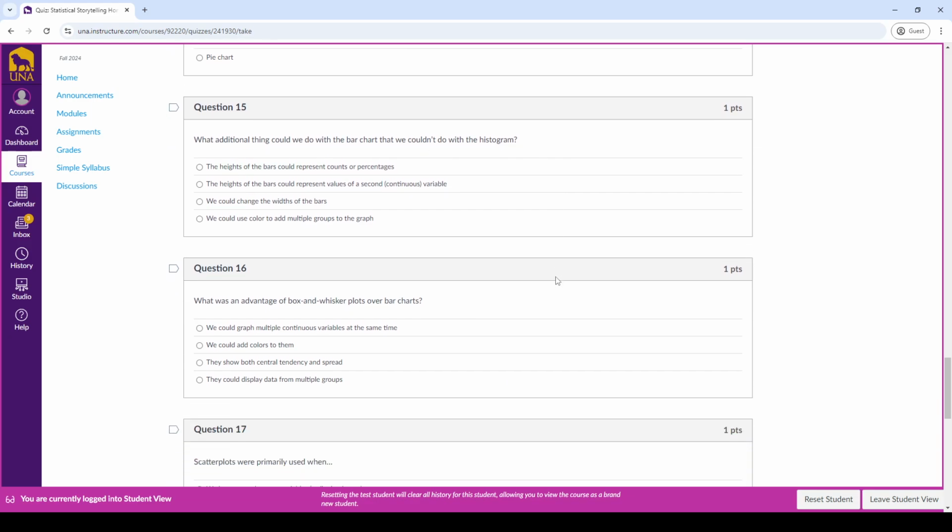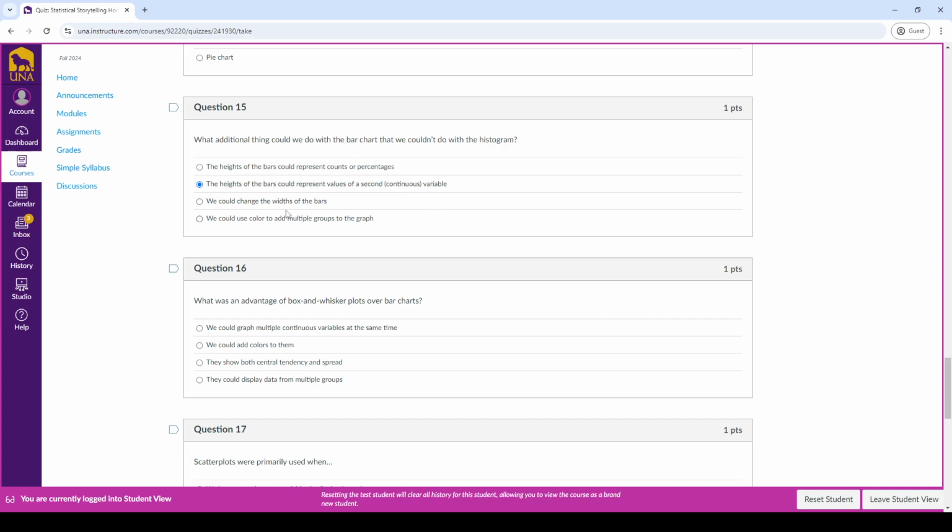What additional thing could we do with the bar chart that we couldn't do with a histogram? So what's one of our limits of the histogram? "Heights of the bars could represent counts or percentages." Well, we could do that with both a bar chart and a histogram. "Heights of the bars could represent the value of a second continuous variable." Well, that's actually new in a bar chart. So in a histogram, the heights were kind of counts or percentages, but it's of that variable. A bar chart could have that second variable included, because remember, the bar chart we distinguish based on the groupings.